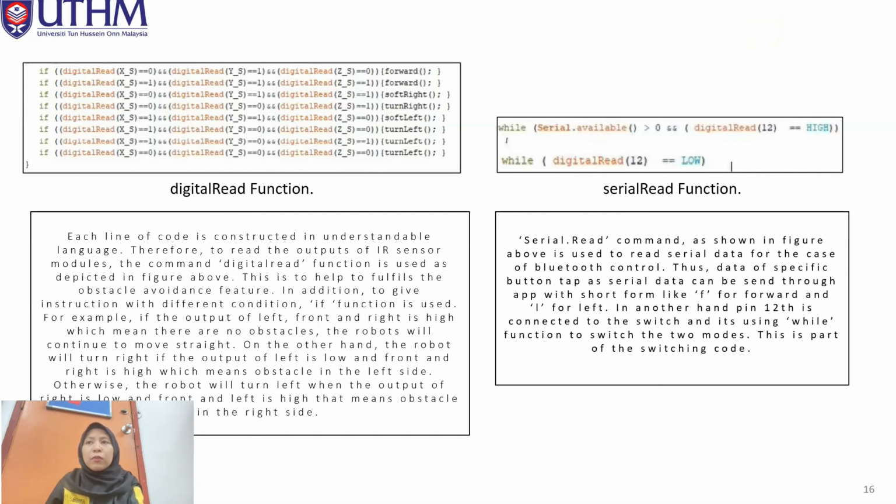For the serial read function, as you can see here, the Serial.read command as shown in the figure above is used to read serial data for the case of Bluetooth control. Thus, data of a specific button tap can be sent as serial data through the app in short form, like F for forward and L for left. In addition, pin 12 is connected to the switch and uses a while function to switch between the two modes. This is part of the switching code.